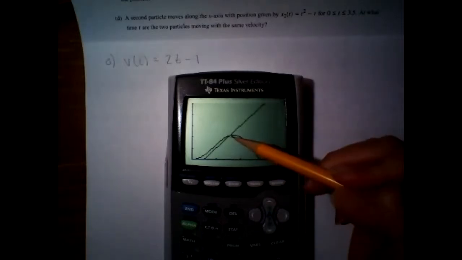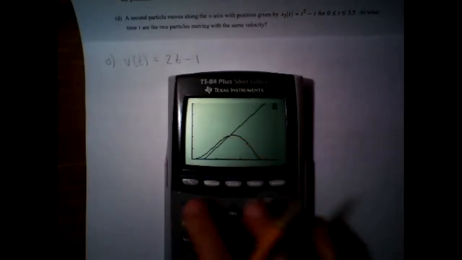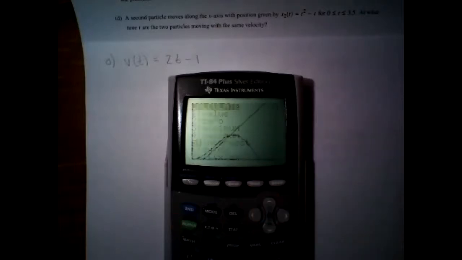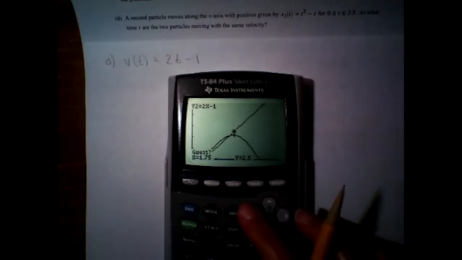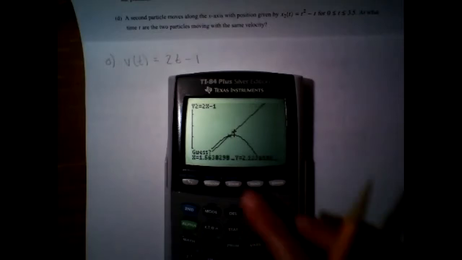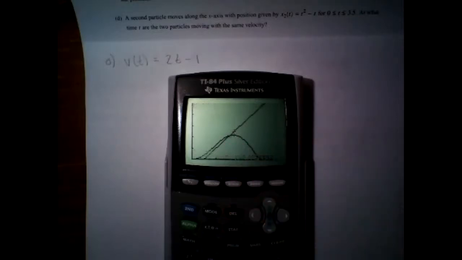All right, so here is our intersection. I'm just going to calculate that. So calculate intersect. First curve, second curve. Guess doesn't really matter so much for this one because there is only one intersection. But if you want to move the cursor closer to that, you can. Hit enter, and that is your answer. So 1.570.